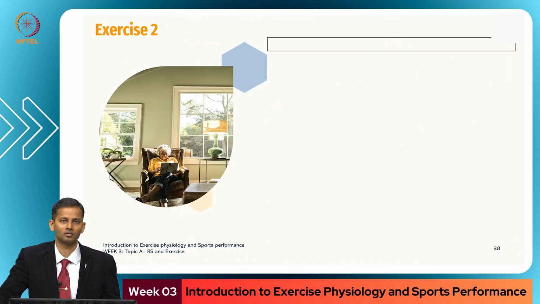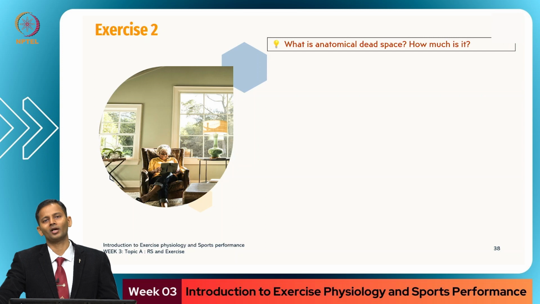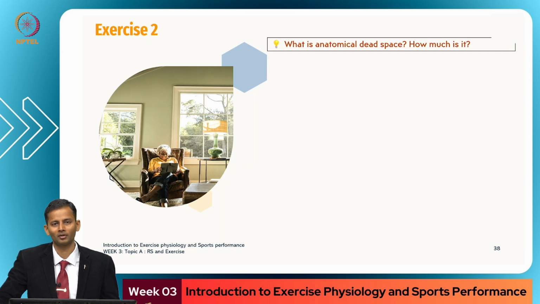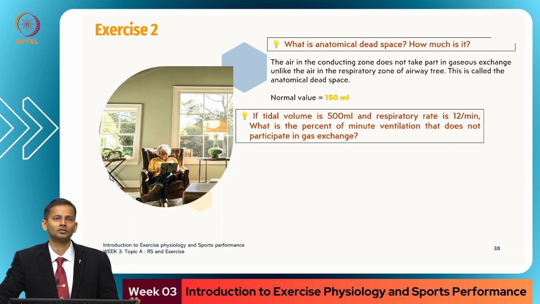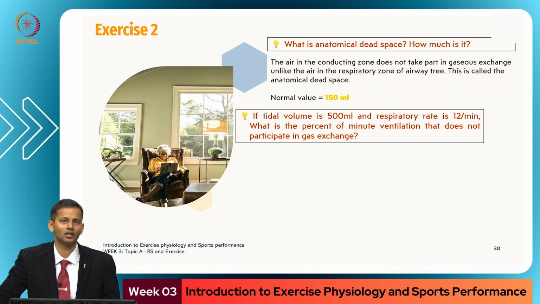Let's do an exercise with this knowledge. What is anatomical dead space? How much is it? I think you must already have the answer ready. The air in the conducting zone does not take part in gaseous exchange, unlike the air that is in the respiratory zone of the airway tree. This is called the anatomical dead space and is about 150 ml. If the tidal volume is 500 ml and the respiratory rate is 12 per minute, the same individual we discussed earlier in exercise 1, what would be the percent of minute volume that does not participate in gas exchange?